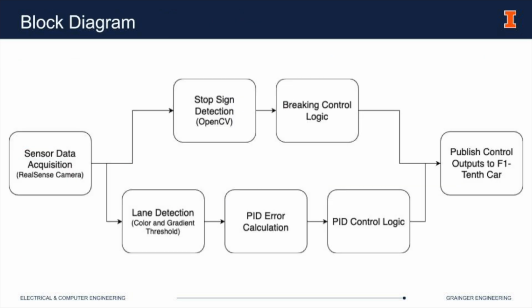Here we've included a block diagram showing the conceptual flow of our algorithm. We start by acquiring data from the RealSense camera. Then there's two flows of processing. The first is the stop sign detection, which is done with OpenCV, which then controls the braking control logic. Next we have the path following pipeline, which starts with the lane detection, which is the color and gradient threshold adapted from MP1. And then we do PID error calculation and then create the PID control logic to control the steering angle. Then the steering control logic and braking control logic are sent together and published to the F110 car.